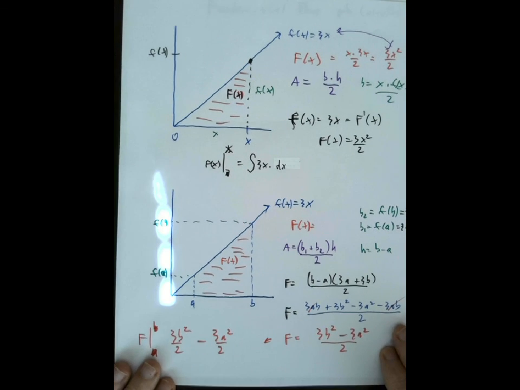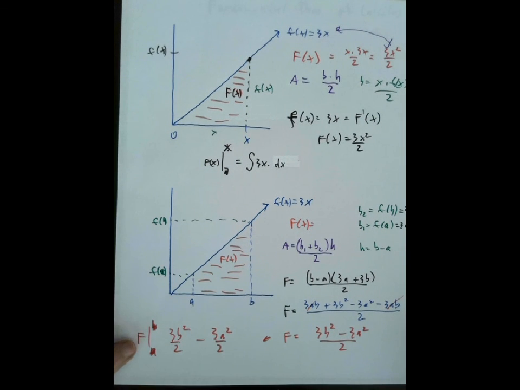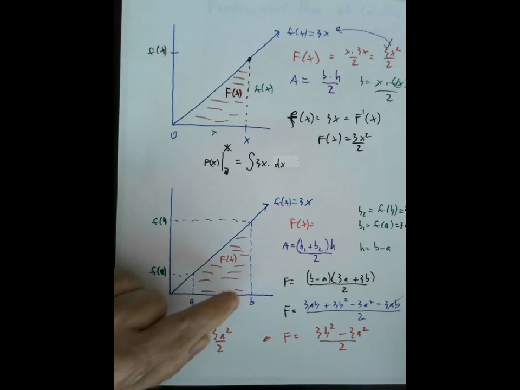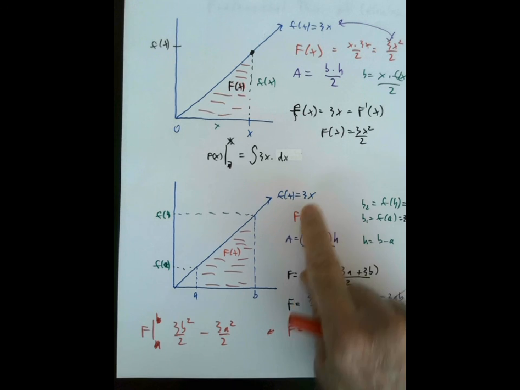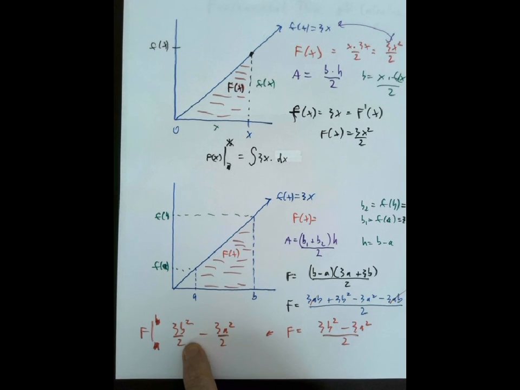There we go, sorry. If I want to know the area from A to B, I'm going to do 3b squared over 2 minus 3a squared over 2. Well, there's the antiderivative again, isn't it? So in other words, we're going to take the antiderivative of 3x, which is 3x squared over 2, minus the value of the antiderivative at a, and just subtract the two.